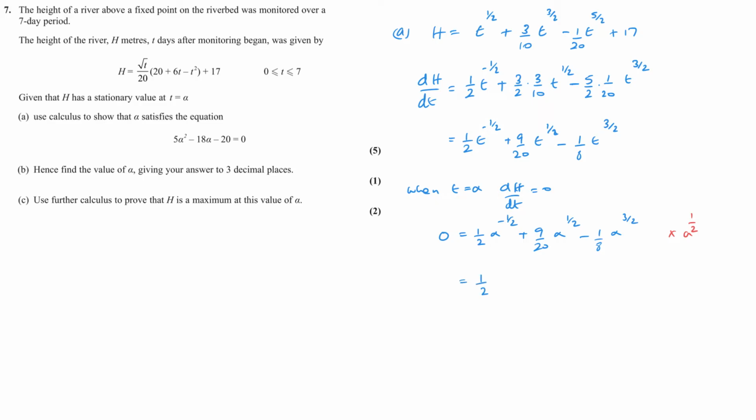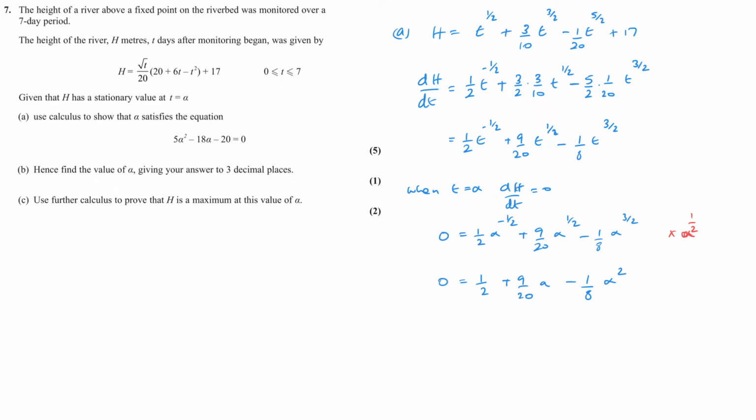So that's a half, and a to the minus a half times a to the positive half would be just 1. Plus 9 over 20, a to the half times a to the half is a to the 1, minus 1 over 8, and alpha to, sorry, not a, alpha, isn't it? Alpha to the 3 over 2 times alpha to the half is alpha squared.